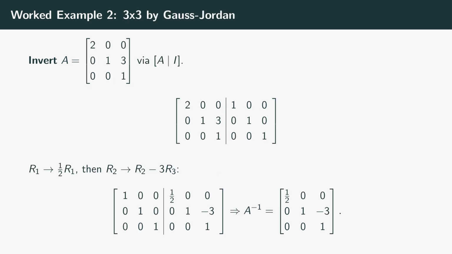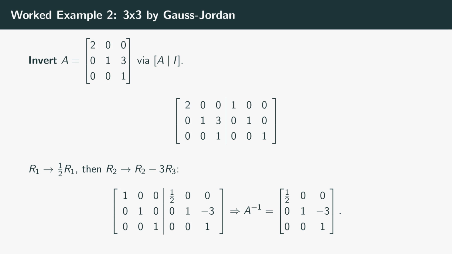Now a 3 by 3 by the Gauss-Jordan method. Invert the matrix A with first row 2, 0, 0, second row 0, 1, 3, third row 0, 0, 1. Write A on the left and the 3 by 3 identity on the right, separated by the bar, and reduce the left block to the identity.